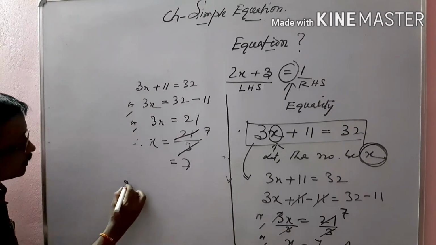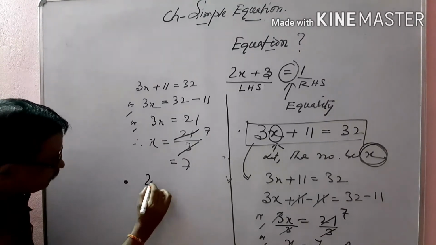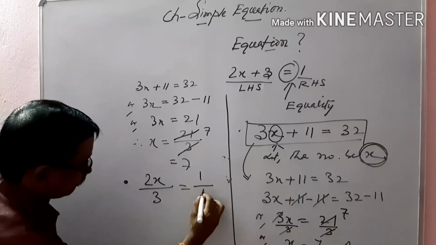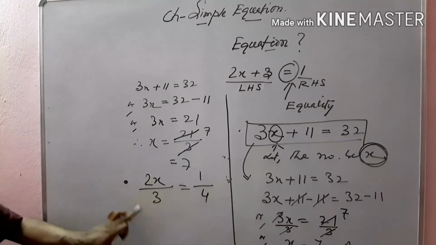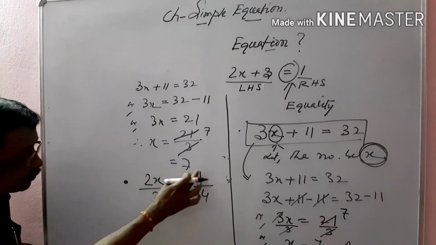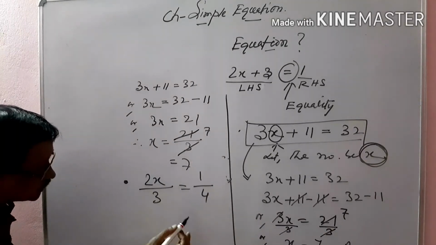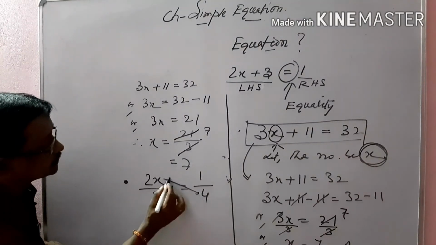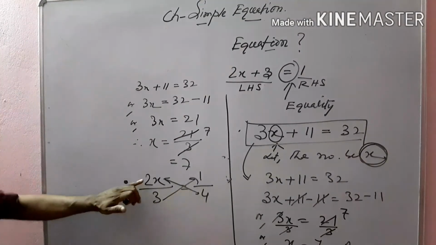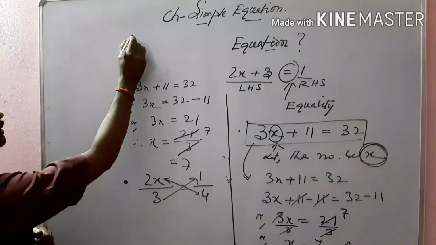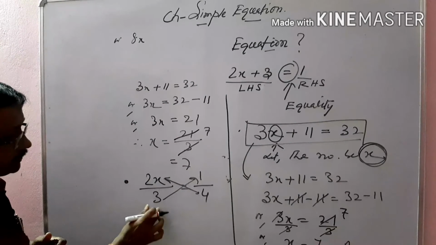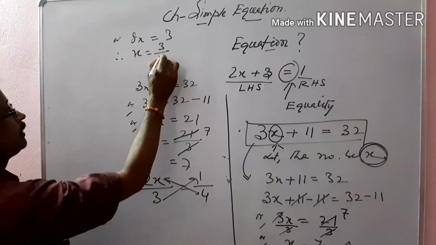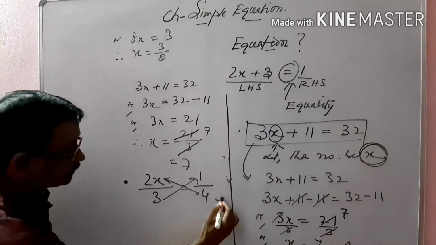And one more rule I am showing. In case of fractional form, say 2x by 3 equal to 1 by 4. There are two fractions. In that case, we will do cross multiply. Do you know how to do cross multiply? Just this one with this and this one with this. So 2x into 4 is 8x, and 3 into 1 is 3. So now x is equal to 3 by 8. So this is the form of cross multiplication to solve.